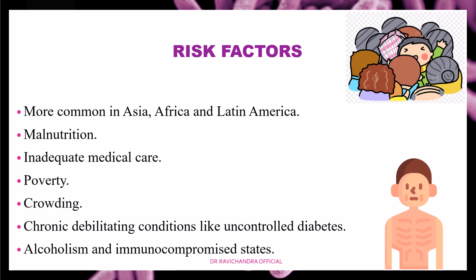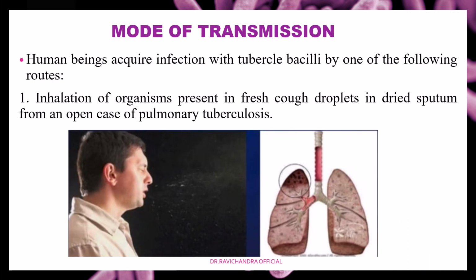Coming to the risk factors for tuberculosis, it is more common in Asia, Africa, and Latin America. Malnutrition, inadequate medical care, poverty, crowding, and chronic debilitating conditions like uncontrolled diabetes, alcoholism, and immunocompromised states are all risk factors for tuberculosis.